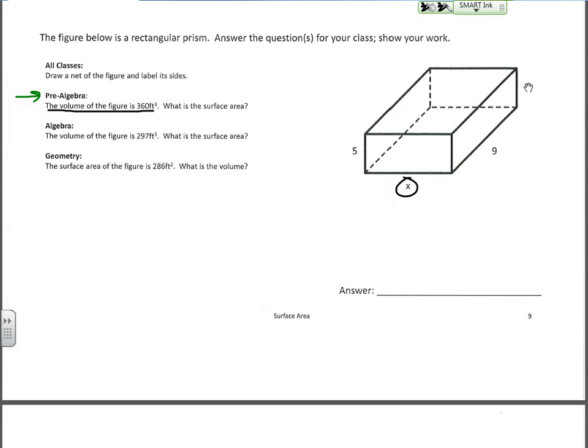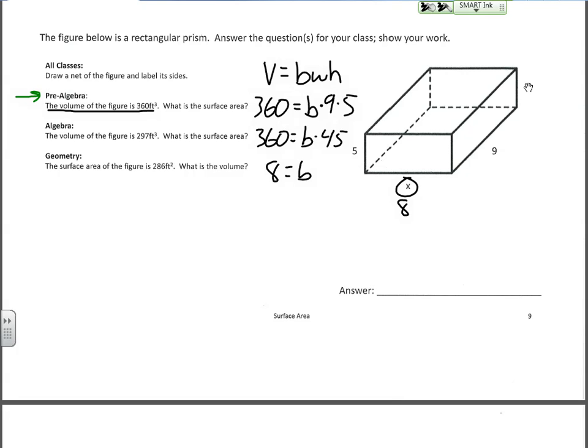We said, well, what do we know? We know the volume of a rectangular prism is base times width times height. We know the volume, because we're told, is 360. The base we don't know. The width is 9, and the height is 5. So we multiplied 9 and 5 together. We divided both sides by 45, and we get a value of 8. So this unknown side length of this rectangular prism is 8.